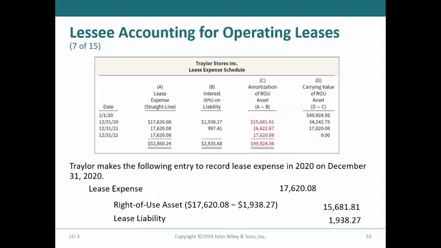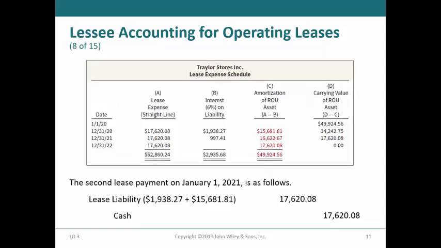To record the lease expense for 2020, we debit lease expense for $17,620.08 and credit the right-of-use asset for the amortization amount of $15,681.81 and credit lease liability for the interest portion of $1,938.27 per the lease expense schedule. On January 1st, 2021, we make the second lease payment of $17,620.08 and debit lease liability and credit cash for this amount.